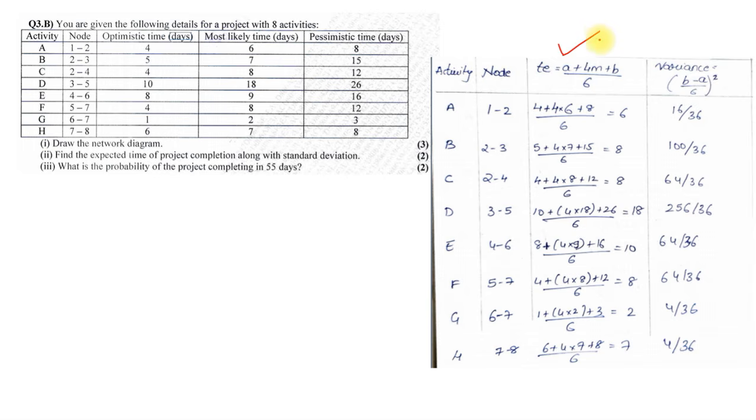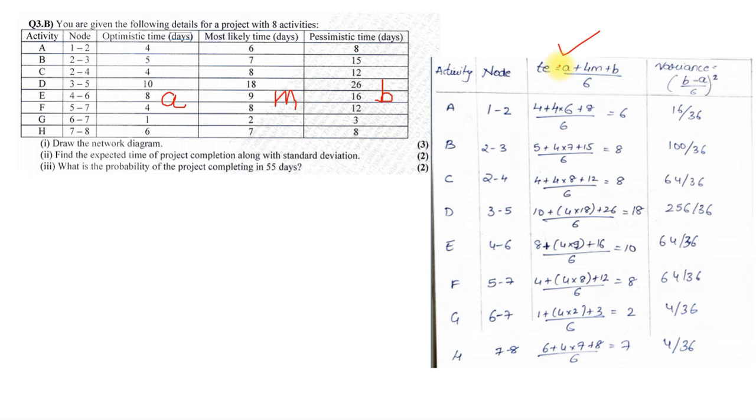We need to find expected time, which is A plus 4M plus B. Now this is A, this is M, and this is B. So A plus 4 into M plus B, so 4 plus 4 into 6 plus 8 divided by 6. That's the formula. So we get the expected time. So the first expected time is 6, then 8, 8, 18, 10, 8, 2 and 7. We are using the formula A plus 4M plus B upon 6.